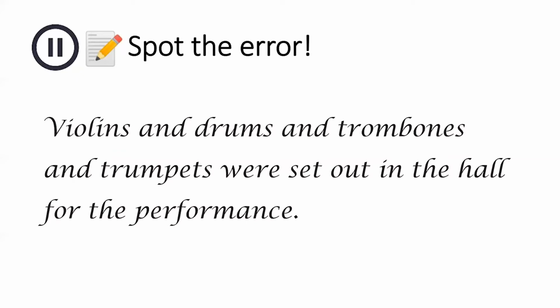The next one: violins and drums and trombones and trumpets were set out in the hall for the performance. What would you do to make that better? Yes, you're right. We've got far too many ands. So let's see if we can sort that out. Violins, no and, let's have a comma. Violins, drums, trombones isn't the last one in the list, so let's swap that for a comma. Violins, drums, trombones, and trumpets were set out in the hall for the performance. So just too many ands there, and we can separate them with a comma.